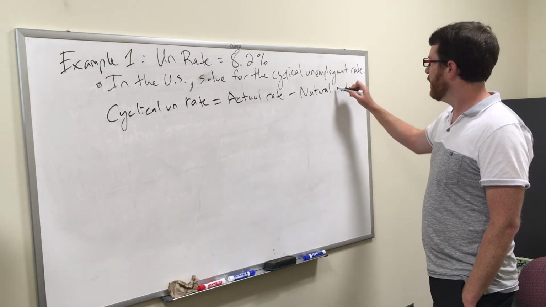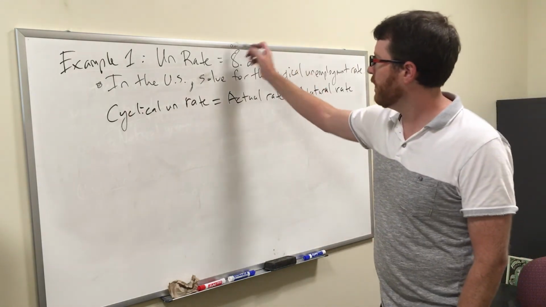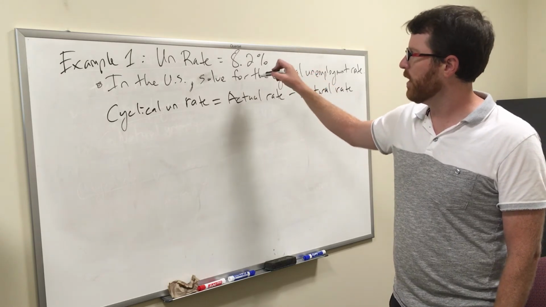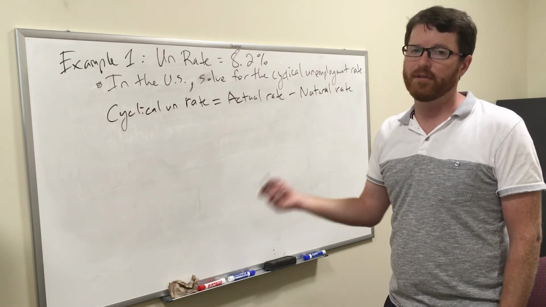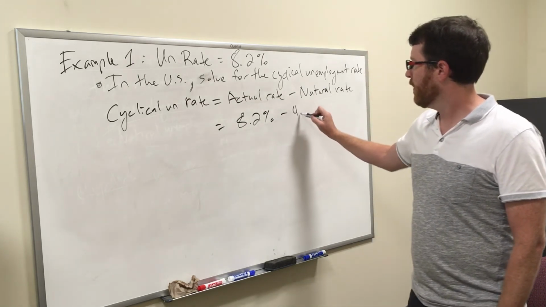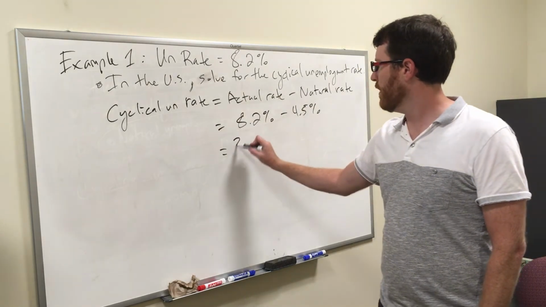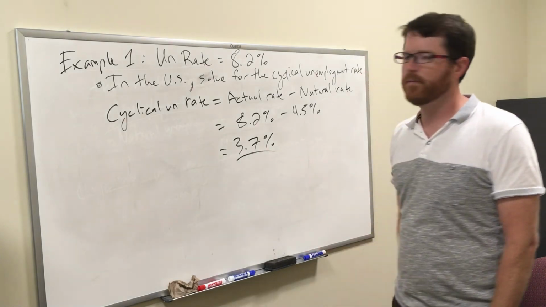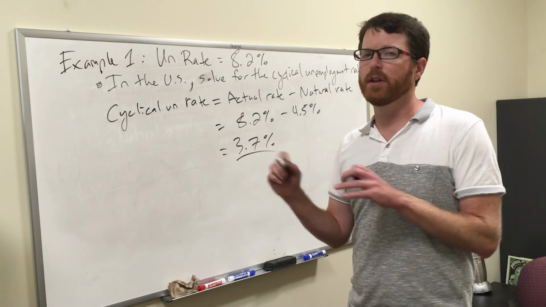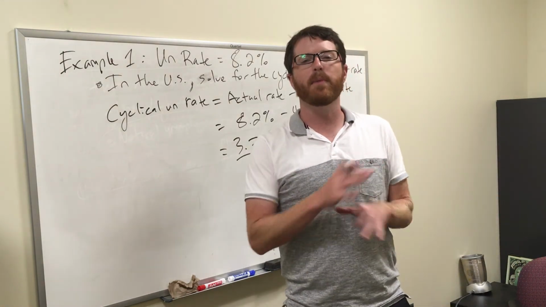Okay, and let's not make this confusing because this is very simple. All we're saying here is if this is 8.2%, 4.5% initially comes from natural. So what's on top of that must be cyclical. So if the unemployment rate is 8.2% and 4.5% is the natural rate, then the cyclical unemployment rate must be 3.7%. What that means is 3.7% of the labor force is composed of people who are unemployed just because the economy is bad.